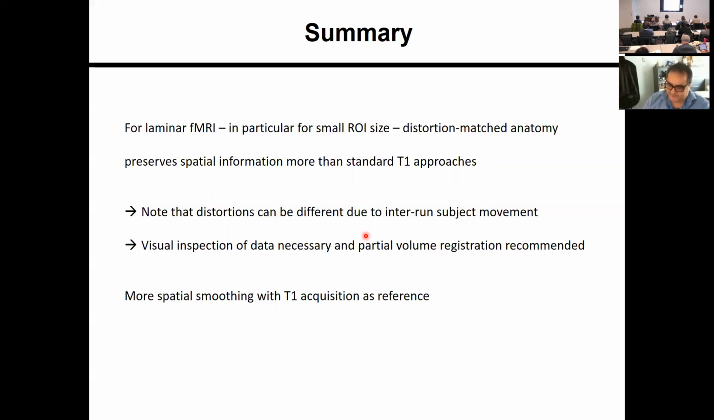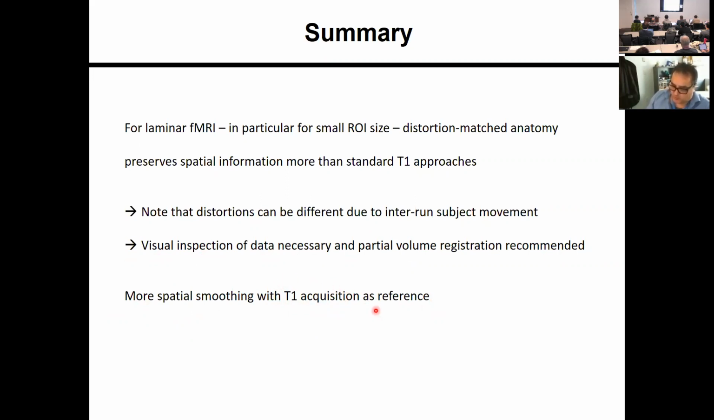And in our experience, if we had, for example, 2 different ROIs, and you registered the entire slab or one ROI, the other ROI was not optimal. So even with distortion matched anatomy, you should be careful and examine the results. And consistent with Renval and Witzke van der Zwaag and also the study of Kashyap, there is spatial smoothing involved in the T1 acquisition with standard T1 acquisition as reference.